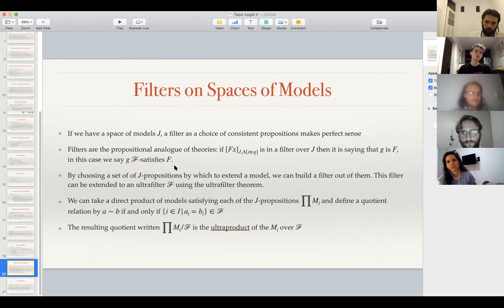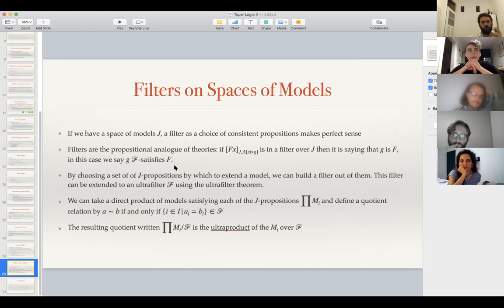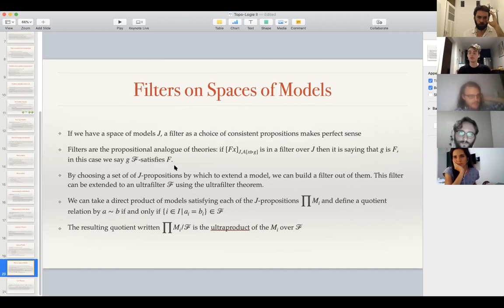But if we choose a set of J propositions by which to extend the model, for example, we can take base propositions, which are like the axioms, whatever they want to be. Now that we have a notion of proposition sets, we can filterize those propositions. We can take those axiom propositions and make them upwards closed, so everything that they imply is also true, and finite conjunctions of these axioms are also true. So this is a filter in general, but not necessarily an ultrafilter.